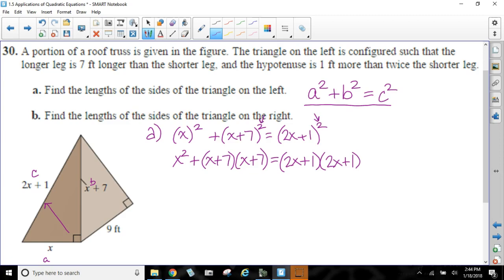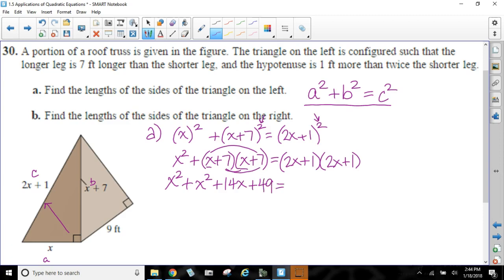By expanding those, that's what that exponent of 2 means to do. Multiply it by itself 2 times. Bring down the x squared, then let's FOIL. X plus 7 times x plus 7. The first times the first is x squared. The outer times the outer is 7x. When I combine that with the inner times inner of another 7x, that gives me 14x. And then last times last, 7 times 7 is 49.